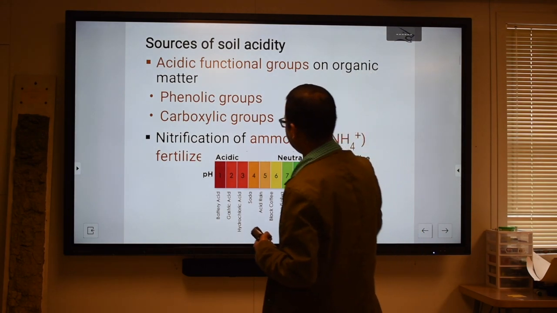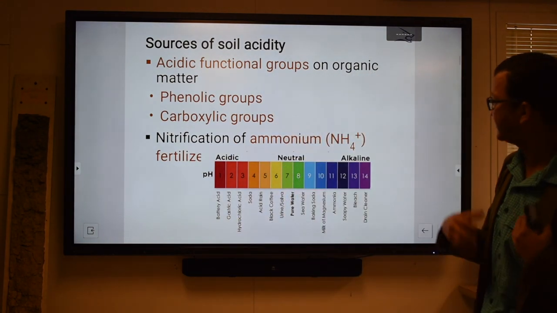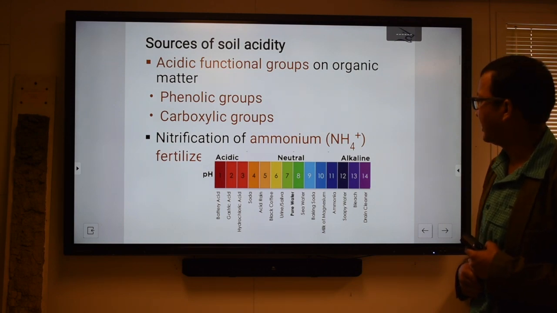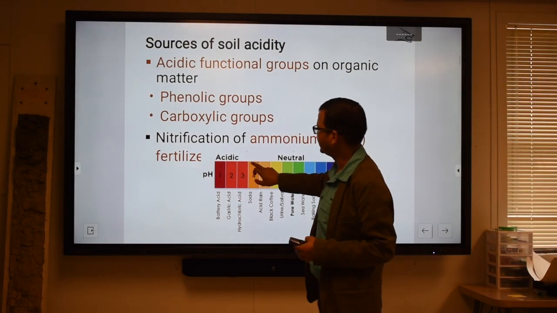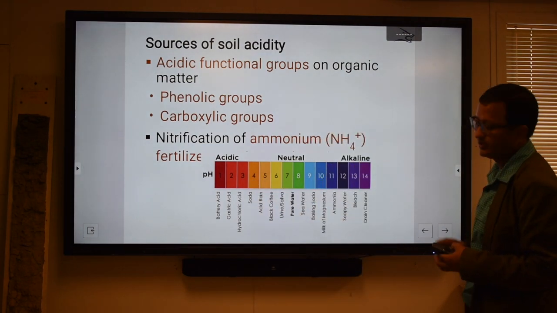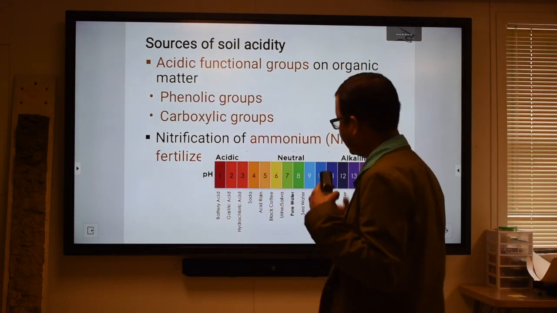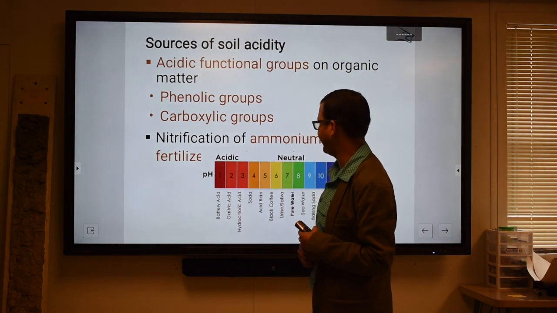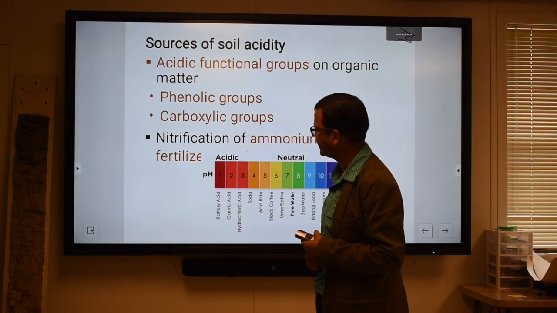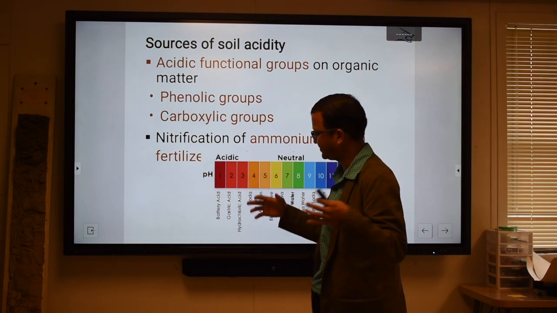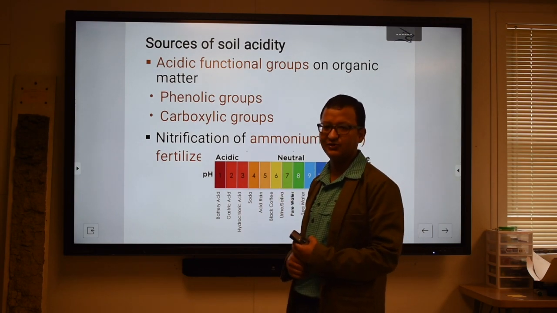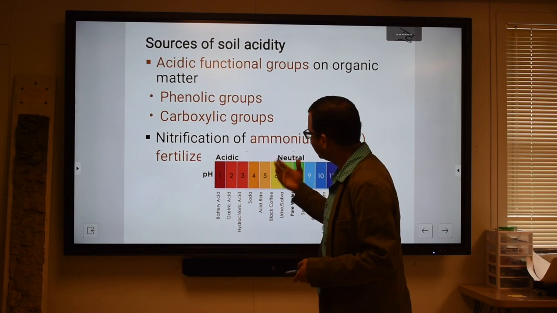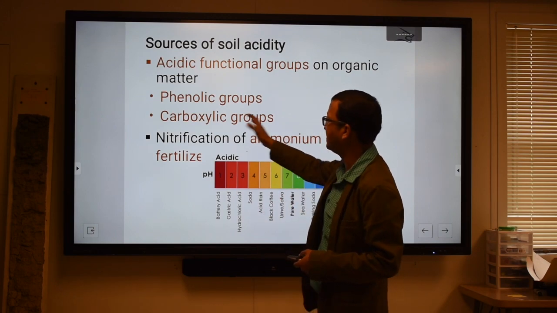The other one is fertilizers. We apply different fertilizers, especially nitrogen fertilizers. During the nitrification of ammonium type fertilizers, you convert it into NO3, and that also adds acidity to the soils. Sometimes we get acidic rainfall, which adds acidity to the soils as well. Also, some plants during respiration, especially in the root zone, create some acidity in the soil system. There are many other types of sources, but these are some of the important ones.